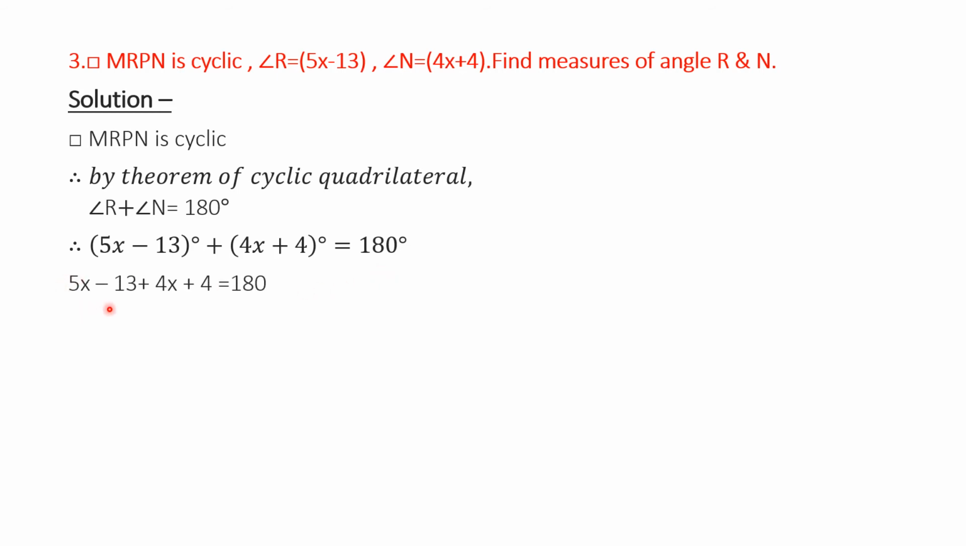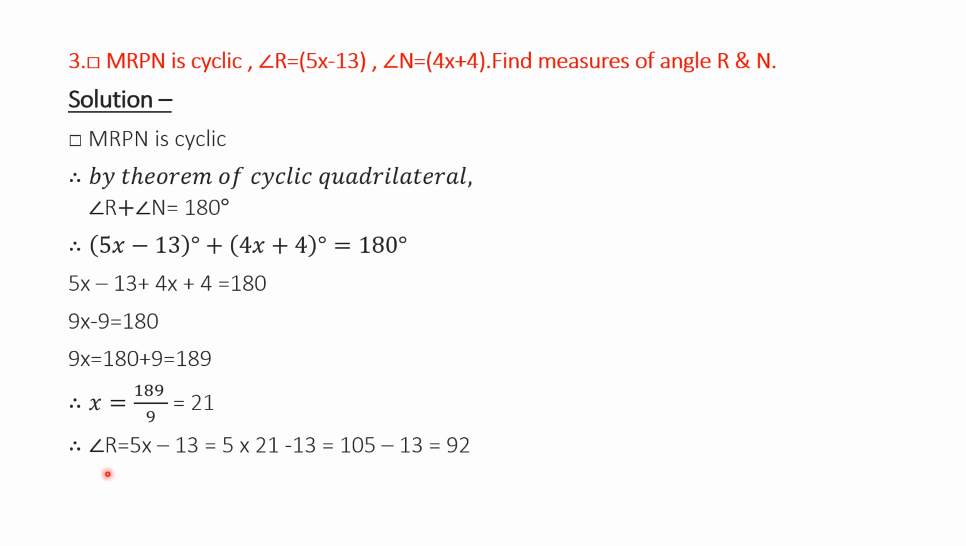Now simplify this equation. We get 9x minus 9 is equal to 180. 5x plus 4x becomes 9x and minus 13 plus 4 becomes minus 9. So we can write 9x minus 9 is equal to 180. Therefore 9x is equal to 180 plus 9 is equal to 189. Therefore x is equal to 189 upon 9 is equal to 21. So we get the value of x as 21.